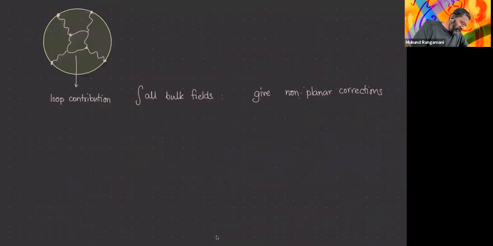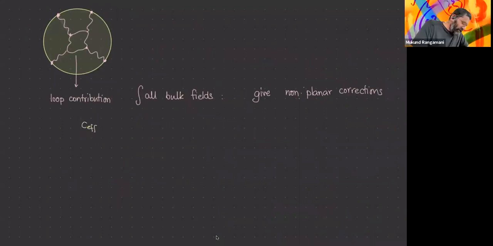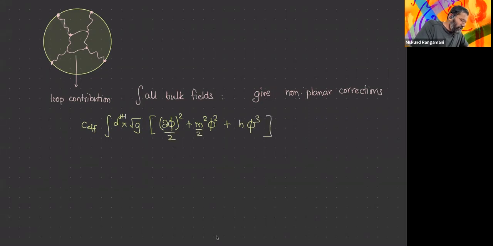So let's do it this way. If our action has an overall factor of C effective times a Gaussian piece, then the propagators go like 1 over C effective. Maybe the easier way to answer the question is the following. So let's compute this guy.